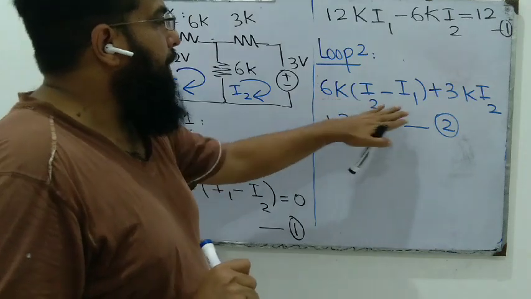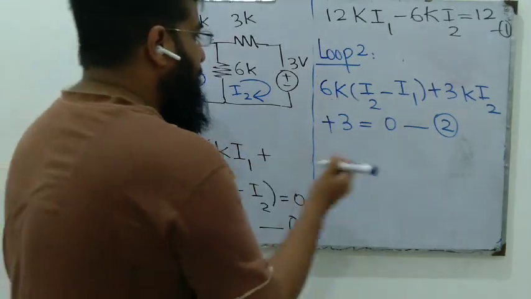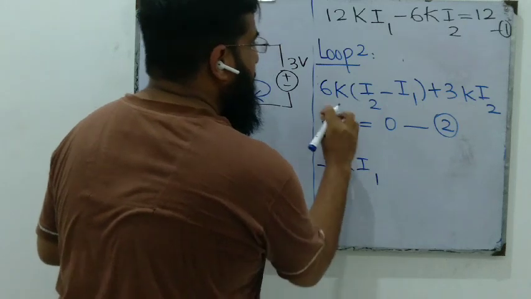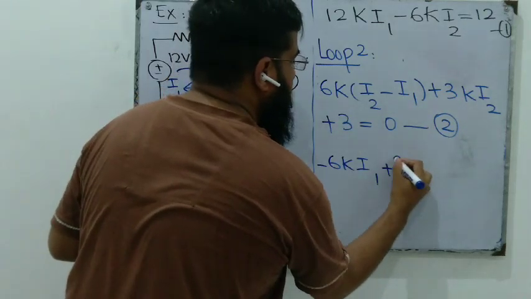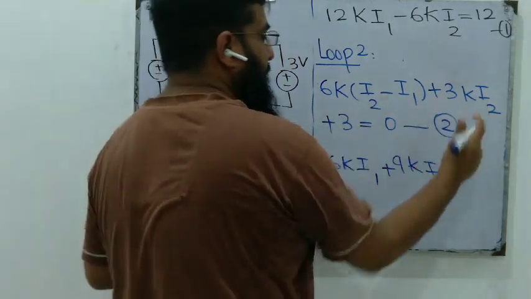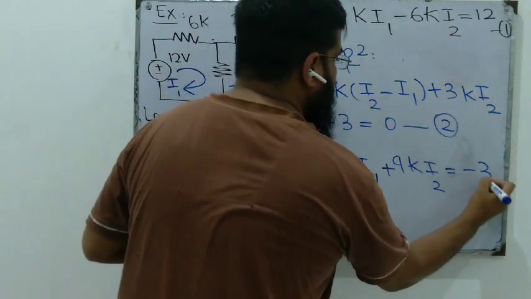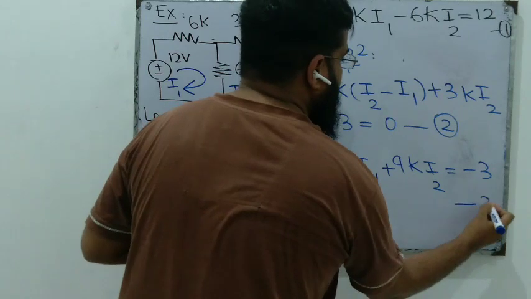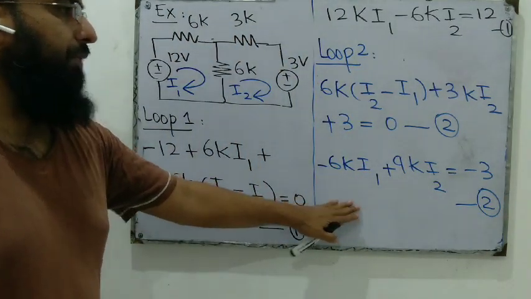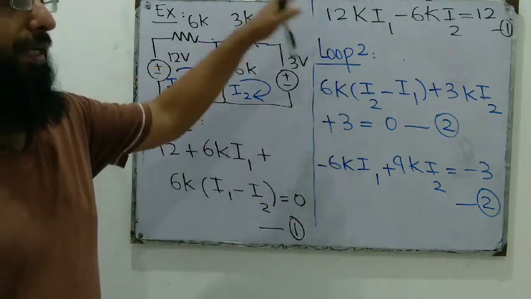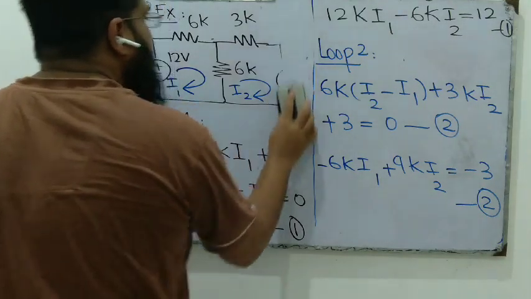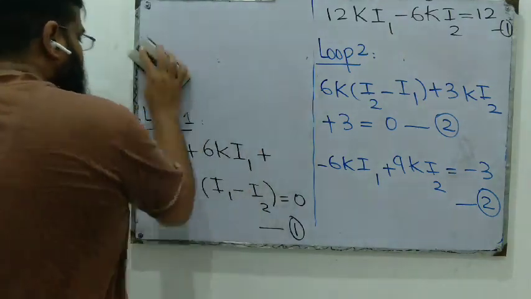We can collect similar terms together. Minus 6K I1 plus 6K I2 plus 3K I2, that is 9K I2, is equal to minus 3. So this is how we can write equation number 2. Now we have two equations and two variables. We can solve them simultaneously to find I1 and I2.